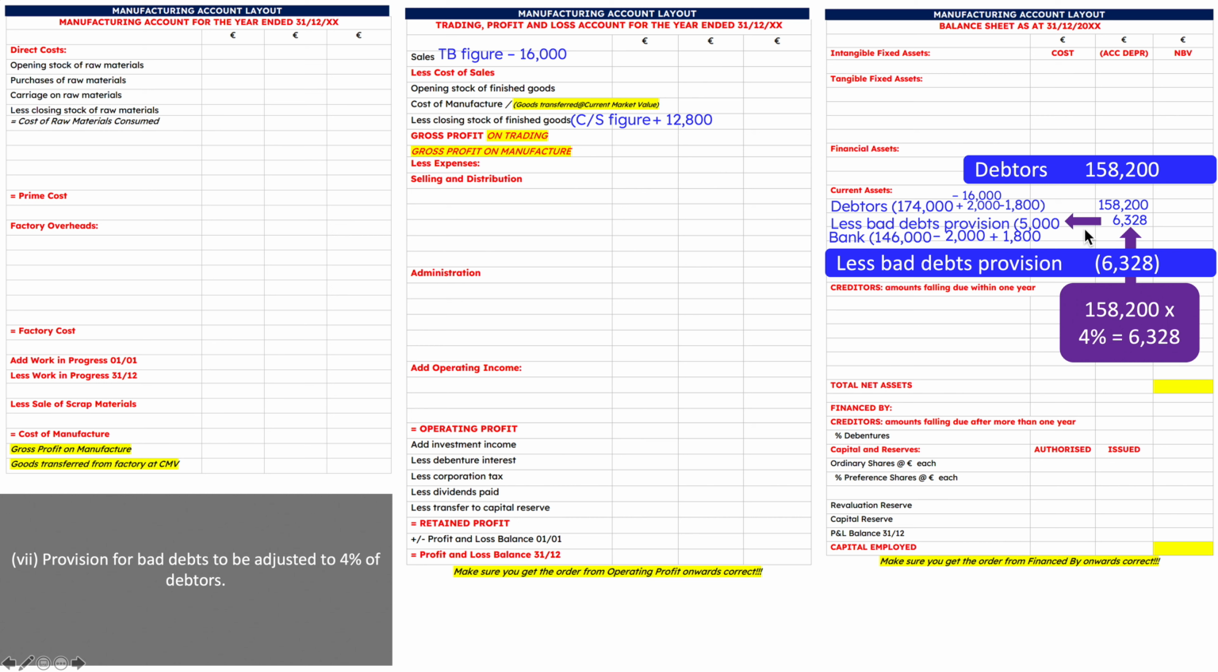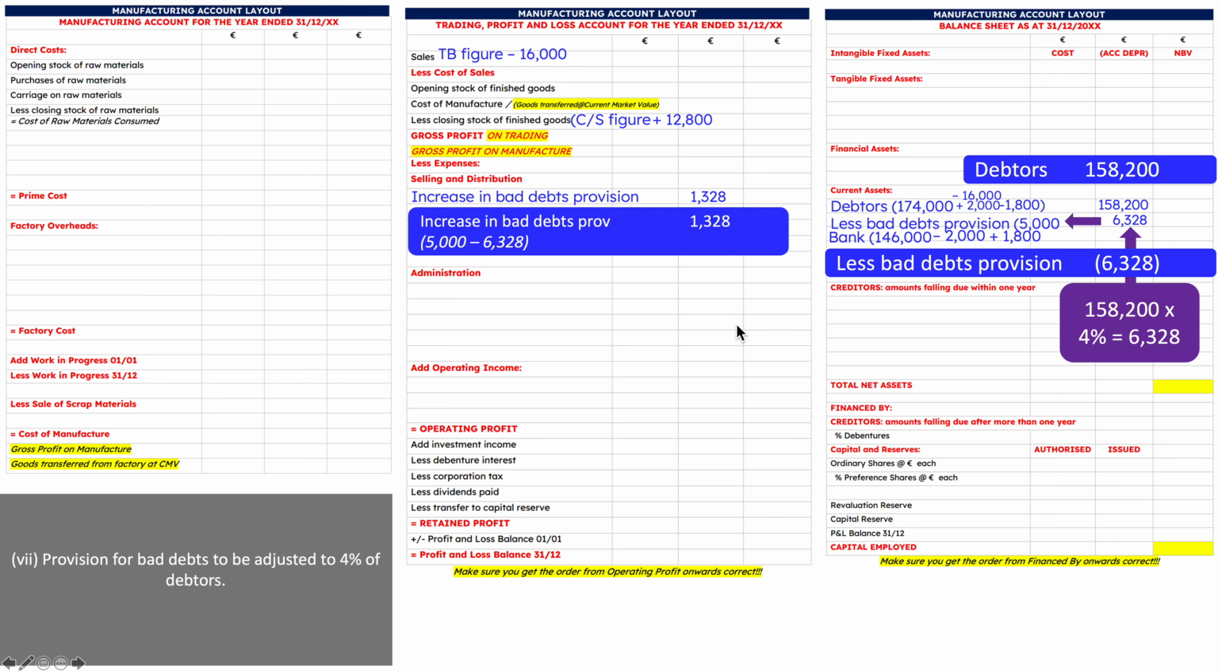And then we compare that to the €5,000 there. Okay, the 6,328 is larger than the €5,000. It is an increase in bad debts provision of 1,328. So increase in bad debts provision there, 1,328 in the selling and distribution expenses.